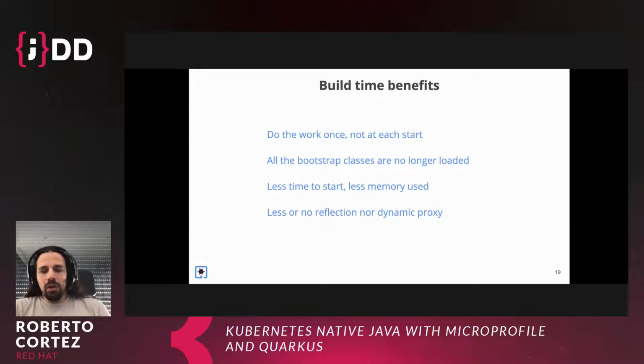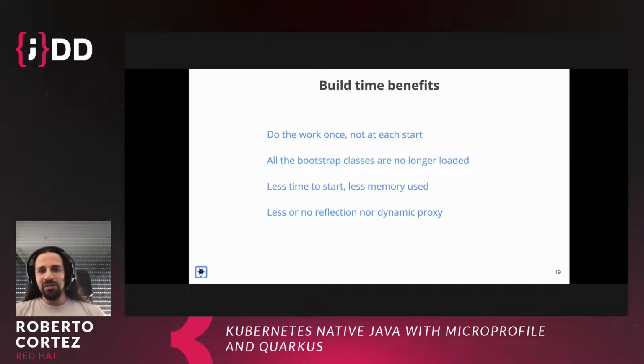Now, what are the actual benefits? I explained all of that, but let's do a quick summary. We do the work once, not at each start. When you're deploying an application version to your cloud provider, you only compile the binary once, and then you distribute it across all your nodes. If most of the work is already done, those nodes don't have to repeat that work at each start. So the bootstrap classes are no longer loaded. As I mentioned, if you've already done all the class path scanning, you don't require that code anymore, so you can just remove it and throw it away. And of course, that leads to less time to start and less memory usage, and in the end, less cost for you on your cloud provider.